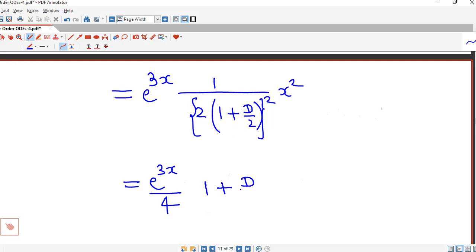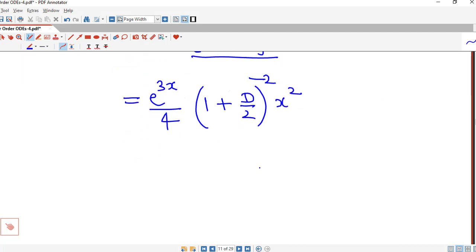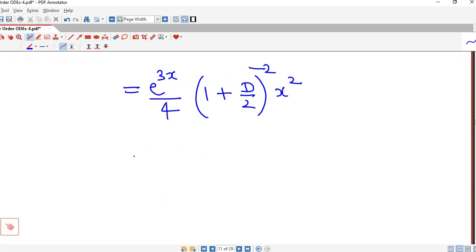So we write 1 plus d by 2, 1 over 1 plus d by 2 whole square, as 1 plus d by 2 raised to minus 2 x square. From this we have square of 2, which is 4, and square of 1 plus d by 2, that we have rewritten as 1 plus d by 2 raised to minus 2 x square. So why have we rewritten it in this way? Because we want to apply the formula for binomial expansion.